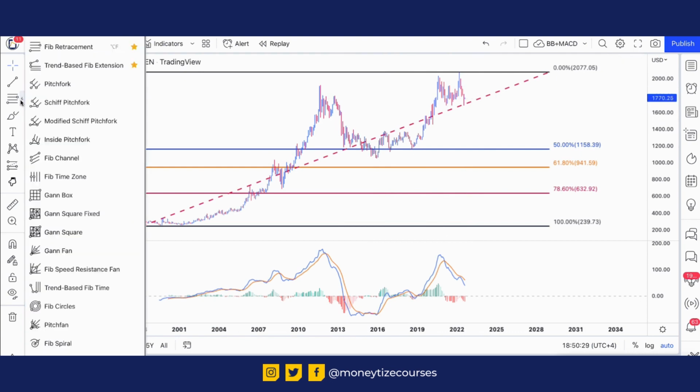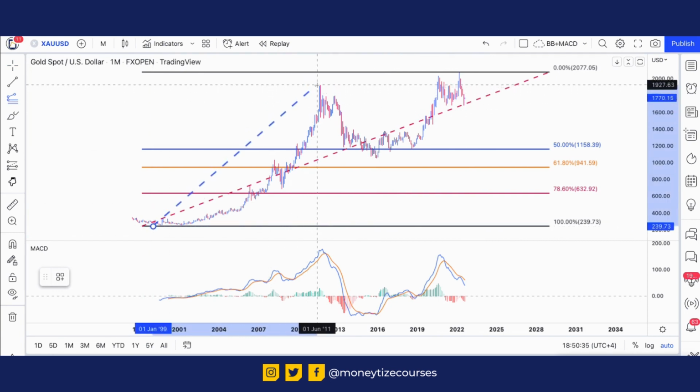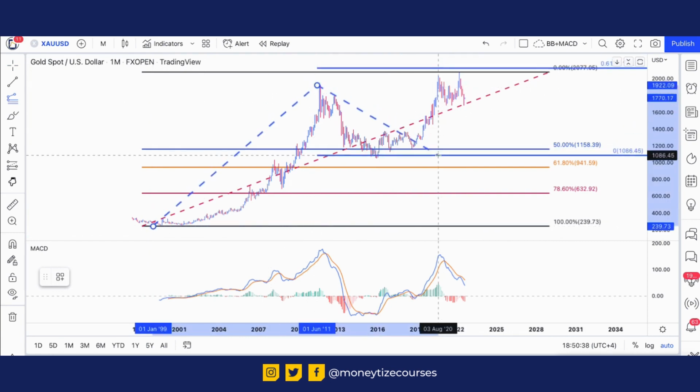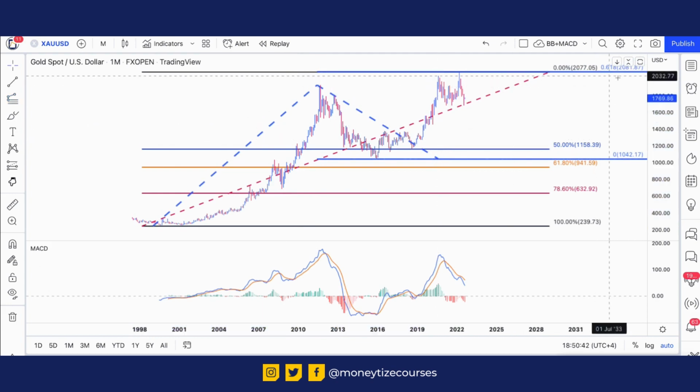If I'm going to cross check the same thing with the fib extension, starting from the extreme low, so we have 0.618 extension level, which was around 2081, and the market reached this area exactly. It touched 2081, which was the highest point.